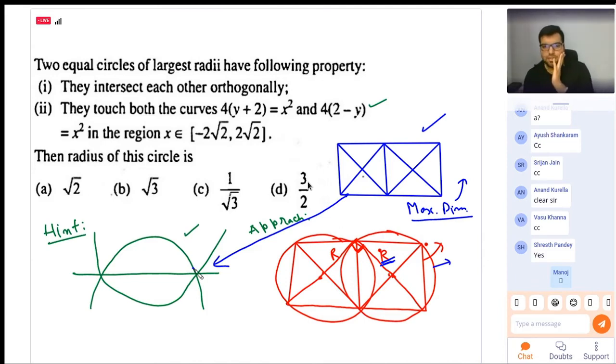Understood this? I'm just explaining it once again. So when you draw two equal orthogonal circles, you get this rectangular figure inside. The more you increase the radius, the bigger this rectangle will become. And you have to draw the biggest rectangle in this parabola. Indirectly, the question is saying this only, that in this parabolic region, you have to form the biggest rectangle. Only then will you get the circles of largest radius.